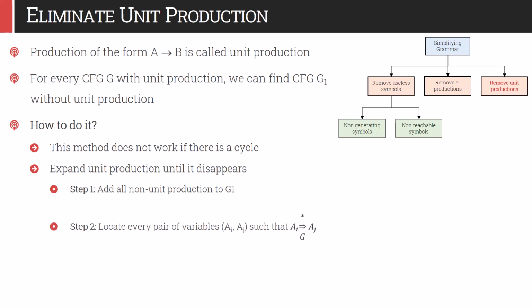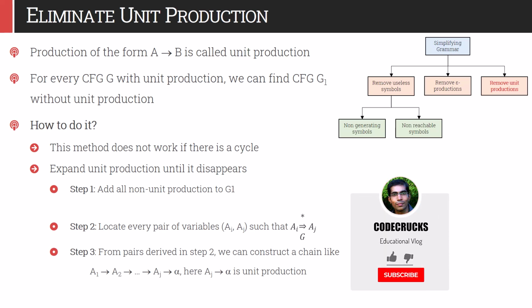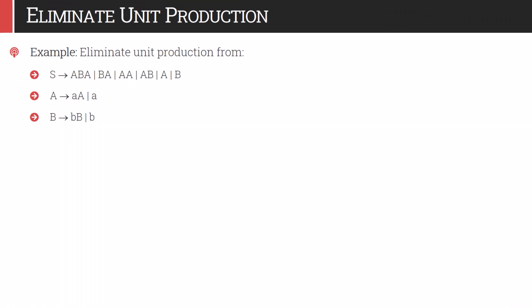In step 2, we have to locate every pair of variables Ai, Aj such that Ai derives Aj in a number of steps. There might be a direct derivation from Ai to Aj, or we might go from Ai to some Am, Am to An, An to Ak, and Ak to Aj. So there could be a chain as well, but such pairs we need to find out. Once we do that, from the pairs derived in step 2, we can construct a chain like A1 gives A2 gives Aj gives alpha, where Aj gives alpha is a non-unit production. Let us see how we can eliminate the unit productions.